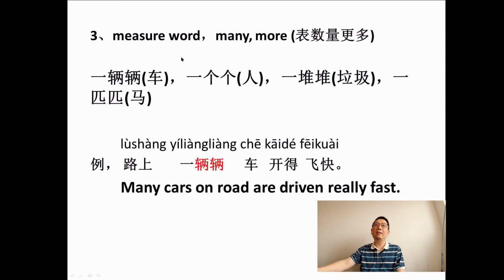And also we have this example, 一个个人. When we say 一个人, it's one person, but 一个个人 is many persons. Okay, you pay attention. 一堆堆垃圾, many piles of garbage. It's not only one pile, it's many piles. 一匹匹马, which means many horses, not one horse. Okay.